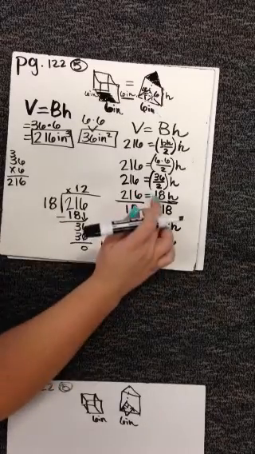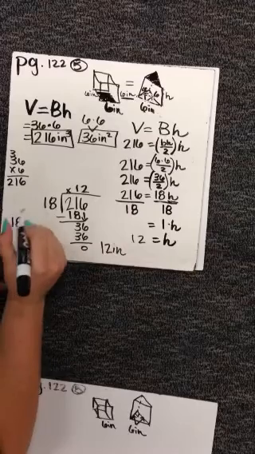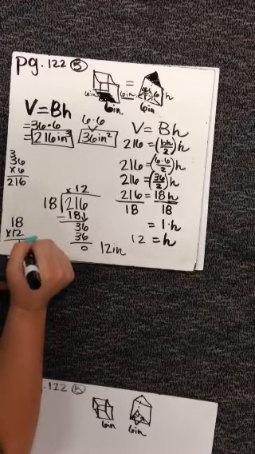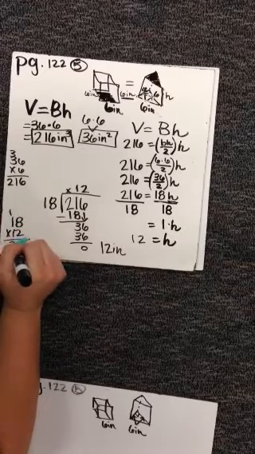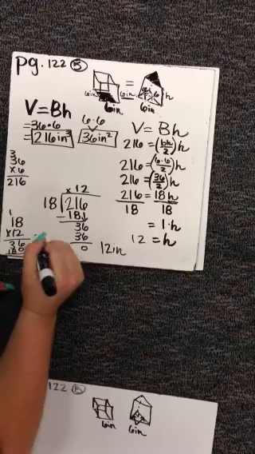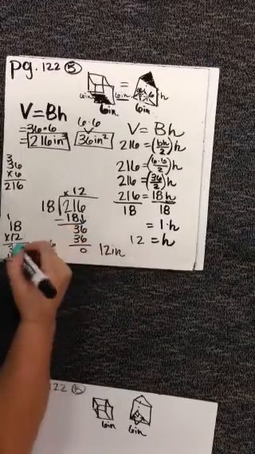And I can go ahead and check myself. Look right here. 18 times 12, and that should give me 216. 2 times 8 is 16. And I get 6.